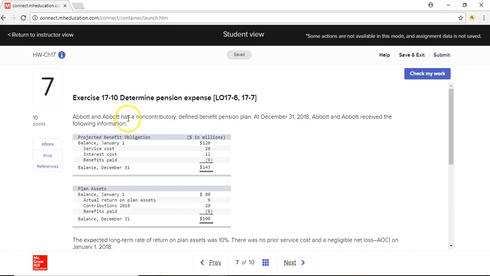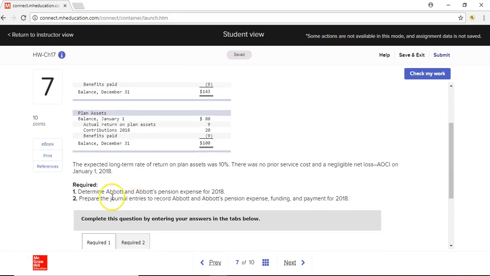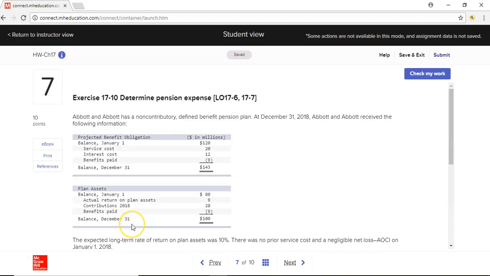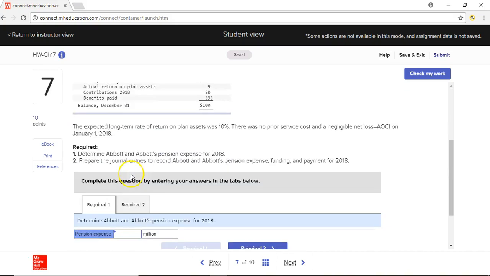Exercise 17-10 determines pension expense from the given information. Number 1, how much is the pension expense during the year? Pension expense includes service cost of the year, interest cost of the year, and amortized prior service costs. But here they tell us there are no prior service costs, so we don't need to include amortized prior service costs in the pension expense.